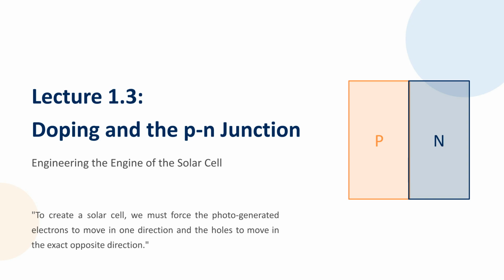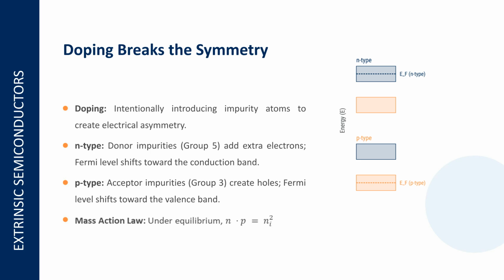We need to build structural and electrical asymmetry directly into the crystal lattice. Today we are going to learn how to engineer this asymmetry through a process called doping, which allows us to create the absolute heart of the solar cell, the p-n junction. To break the symmetry of our material, we intentionally introduce specific impurity atoms into the pure crystal lattice. This process is called doping, and it turns our pure, intrinsic material into an extrinsic semiconductor.